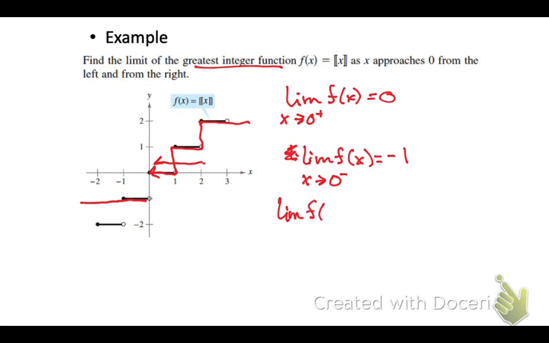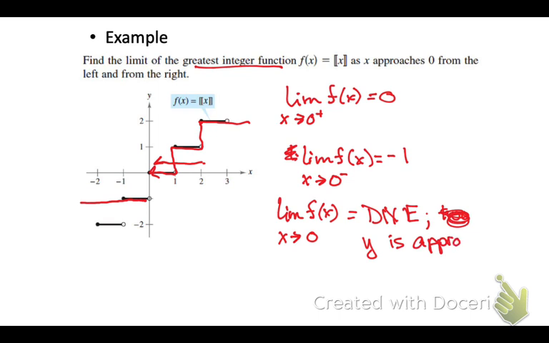So now I need the limit of f of x as x approaches 0. There is none. Why does it not exist? There are two values. Y is approaching two different values. No abbreviation.